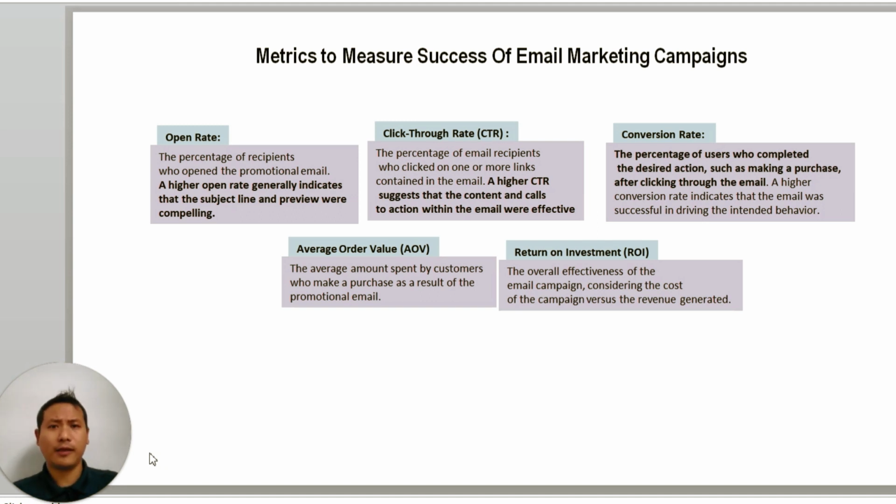Okay, the 5 key things that we have to really understand, the first one is the open rate. The open rate is the percentage of recipients who open the promotional email, right? A higher open rate generally indicates that the subject lines and the preview were compelling. We're going to be talking about this as a scenario of a marketing campaign related to email, but you can switch around the wordings here, and the title is going to be the same.